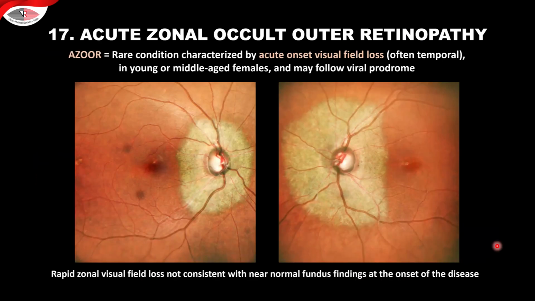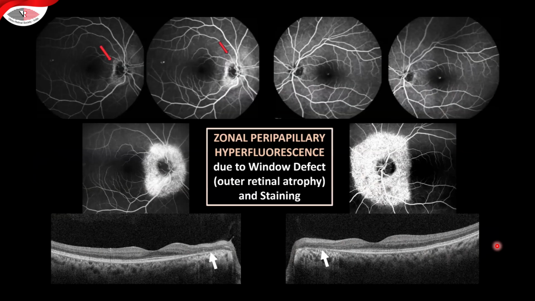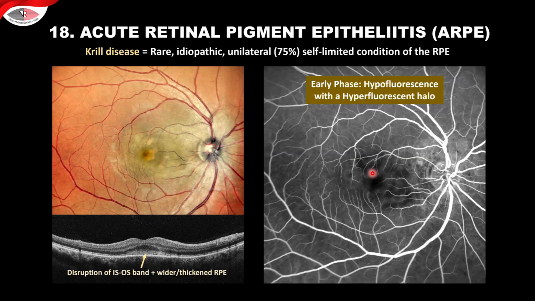Then there is acute zonal occult outer retinopathy. It's a rare condition characterized by the acute onset of visual field loss, often temporal, in young or middle-aged females, and may follow a viral prodrome. Rapid zonal field loss with near normal fundus findings at the onset of disease would be there, but you do an FA and you can see the margins much better defined. The zonal peripapillary hyperfluorescence due to the window defect and the staining, and this can progress over a period of years on follow-up.